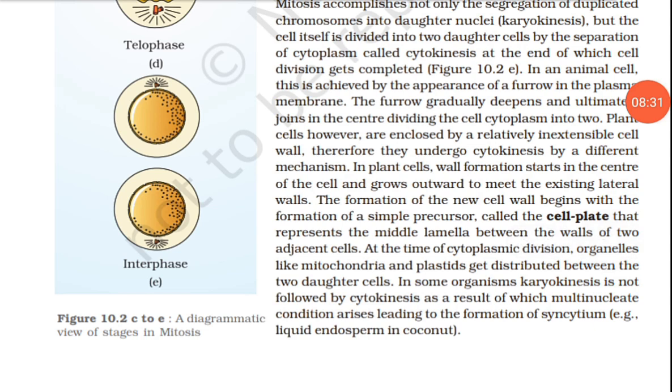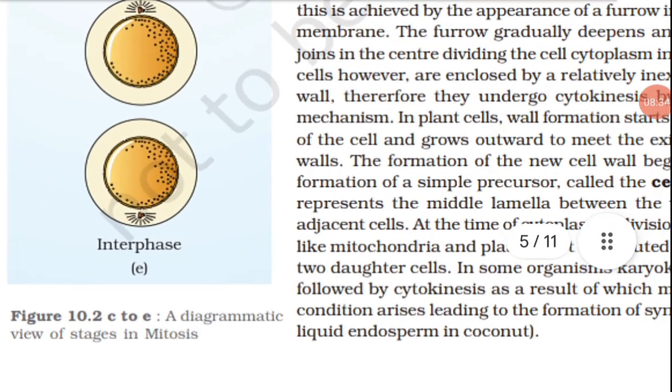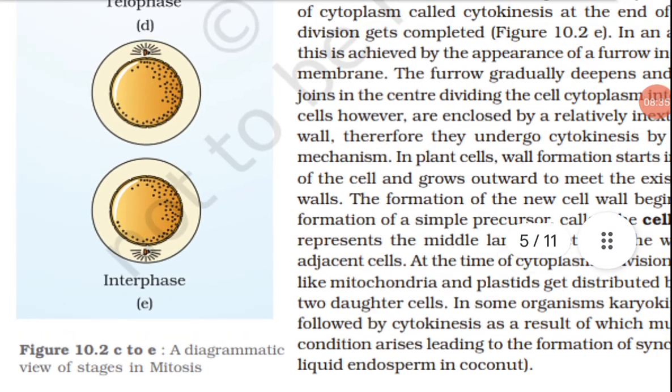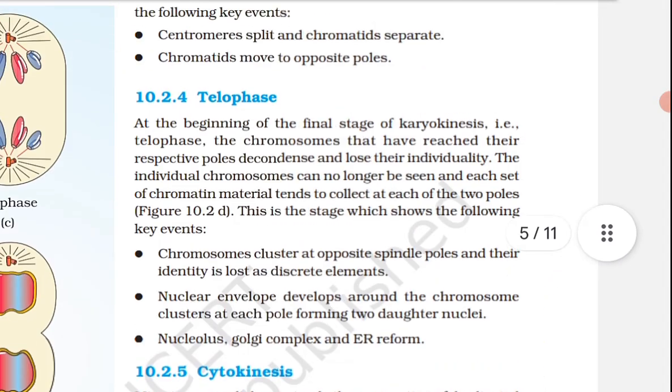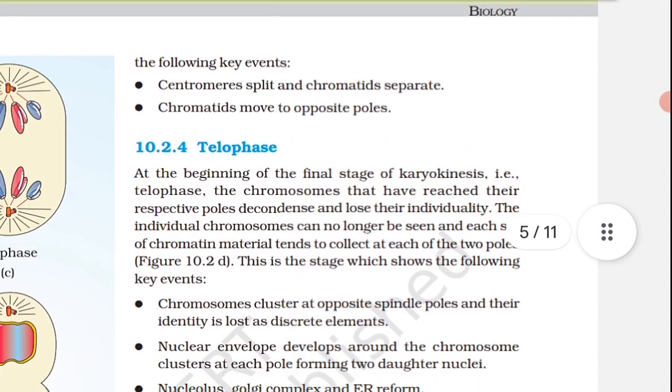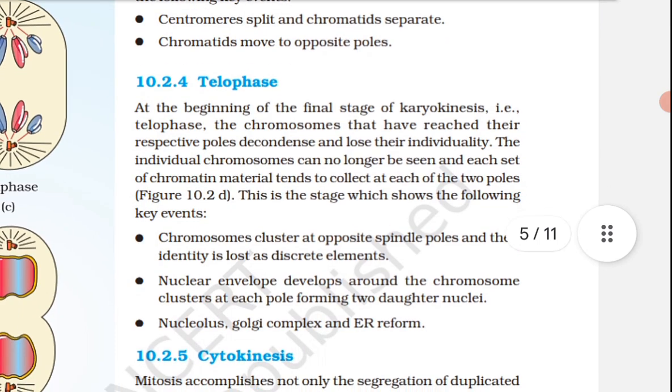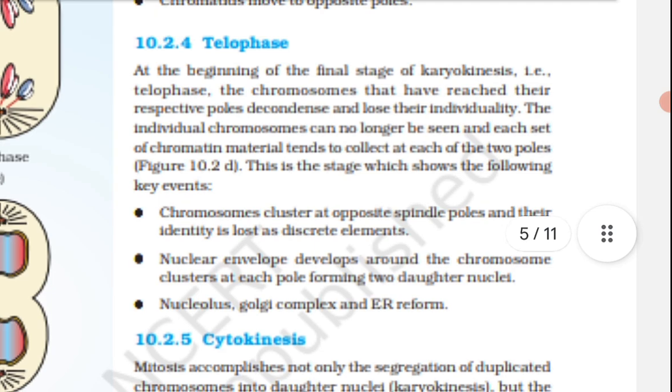So let's proceed further. Next is the significance of mitosis. Mitosis or the equational division is usually restricted to the diploid cells only. This is an important line, because of the word 'only'. Mitosis or the equational division is usually restricted to the diploid cells only.